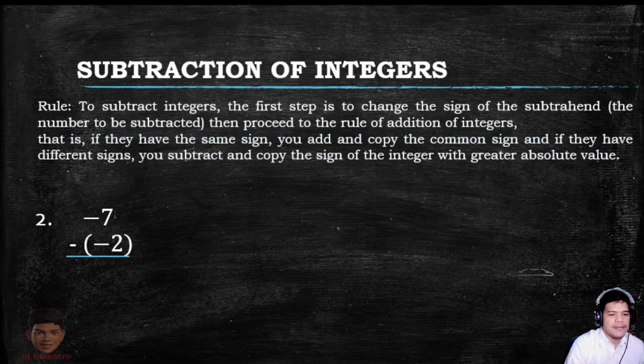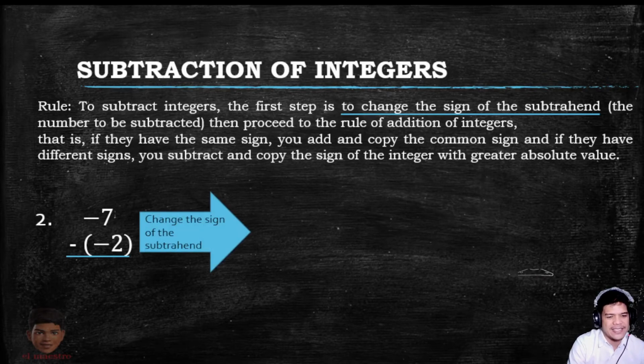So, you have negative 7. Kanina, negative 7 minus 2. Gawin natin negative 7 minus negative 2. Again, first rule is to change the sign of the subtrahend. Okay? So, ano yung sign ng subtrahend? Ano yung sign? Negative 2. So, i-change natin ngayon. Magiging, from negative 2, magiging positive 2.